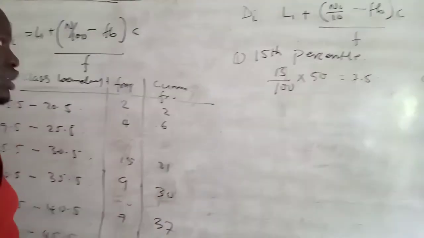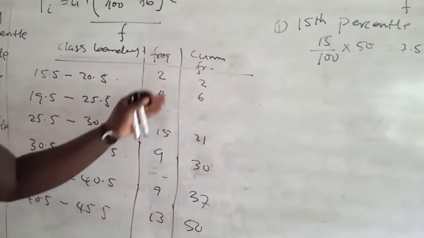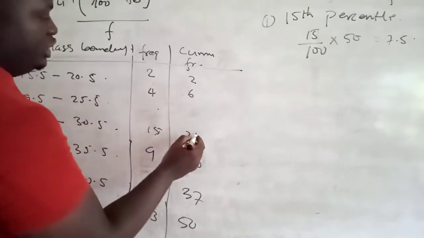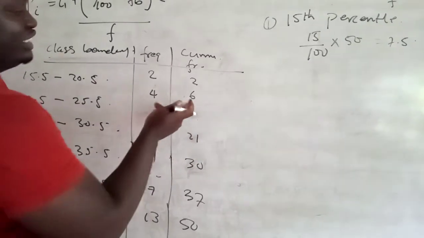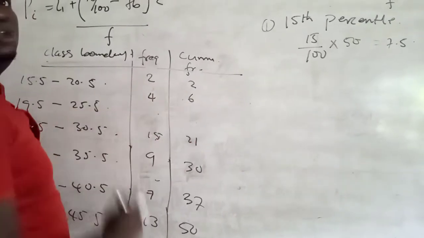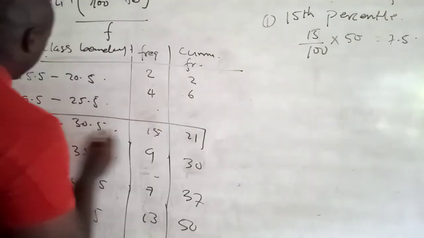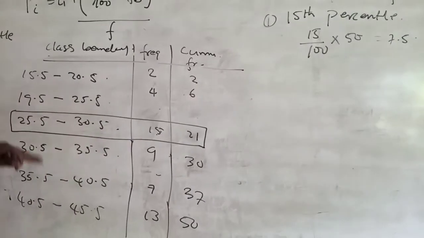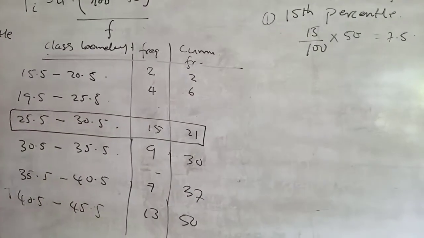Is it not? Good. Then the next thing we're going to do is to locate it at the cumulative frequency. This is our cumulative frequency. So this is 7.5. Locating it, the 7.5 falls under this 21. Is it not? Because 7.5 is more than 6, but it's less than 21. So this should be our percentile class. You know how we used to do it? We have been doing it all through this class. So this is our percentile class, right?